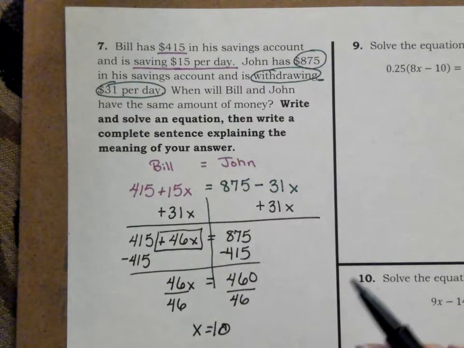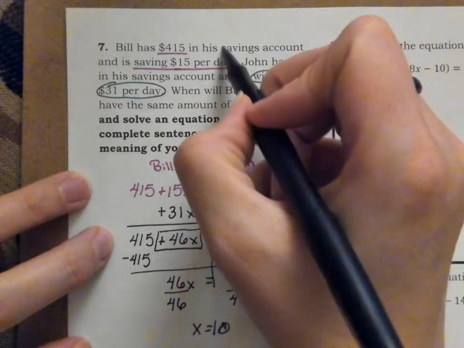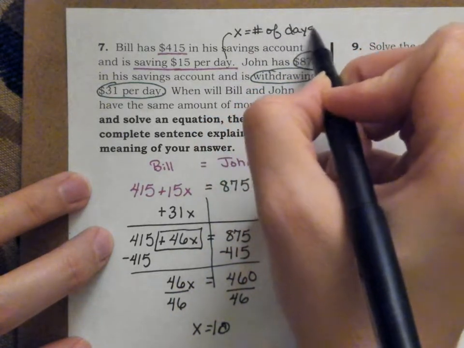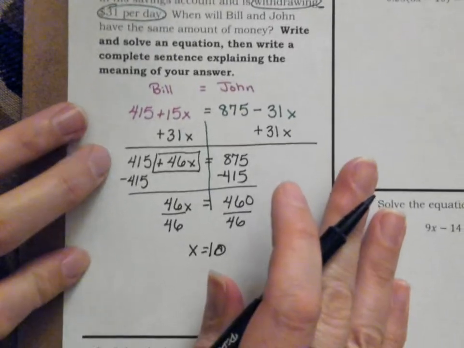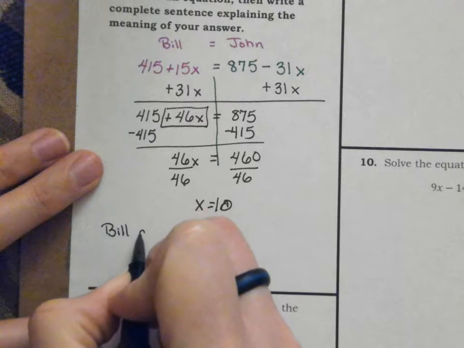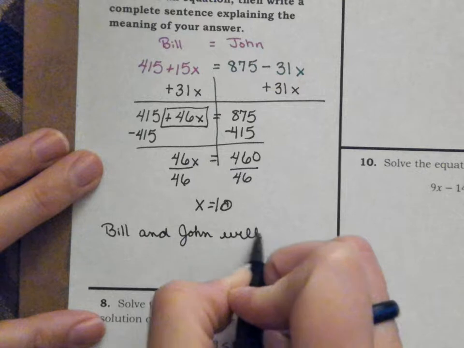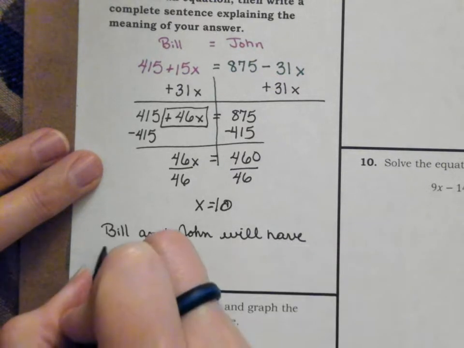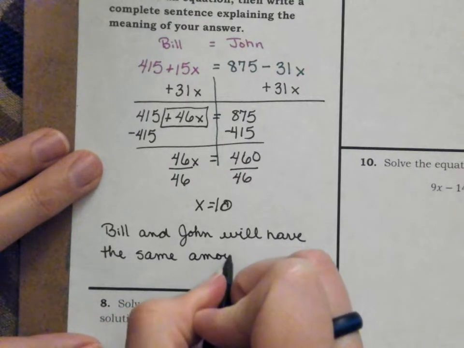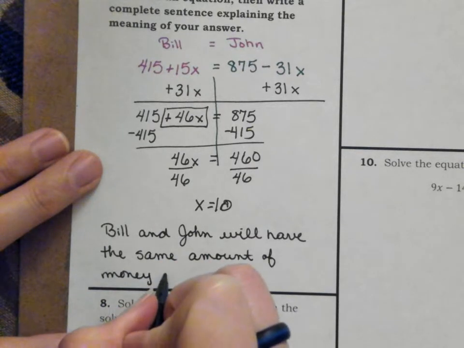And remember, what does that 10 mean? Well, the per day, so here we're saying that the x we used is number of days. So our sentence would be that Bill and John will have the same amount of money in 10 days.